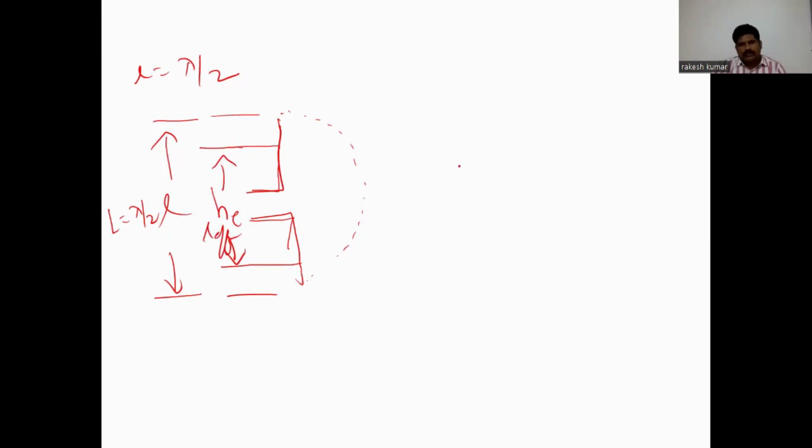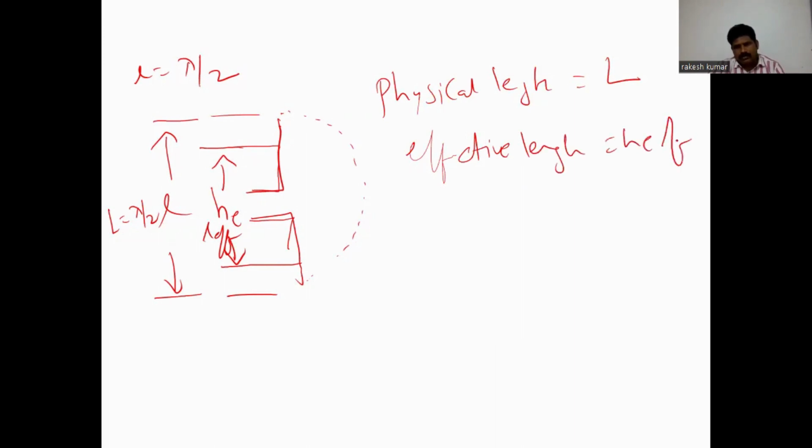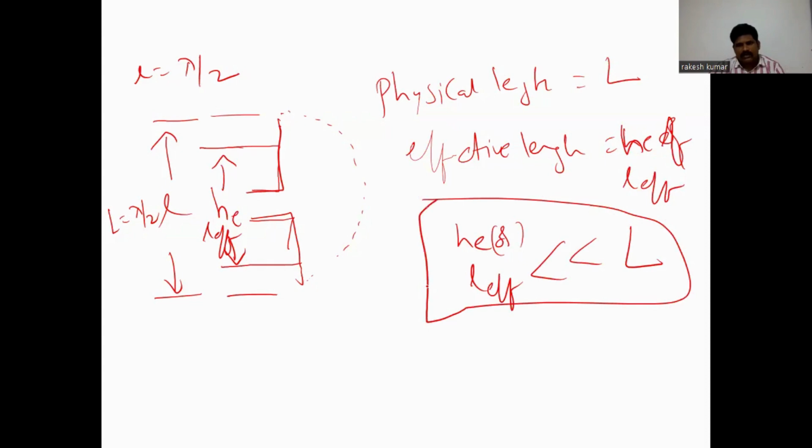It means here the physical length is L. The effective length L effective is always less than the physical length L. The actual current distribution is sinusoidal with an average of 2 by pi, that is equal to 0.64 of the maximum value.